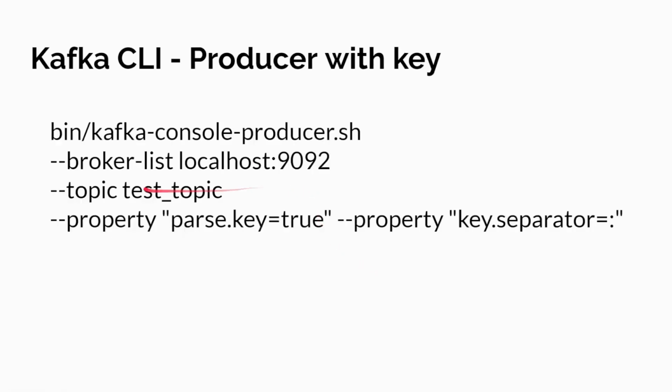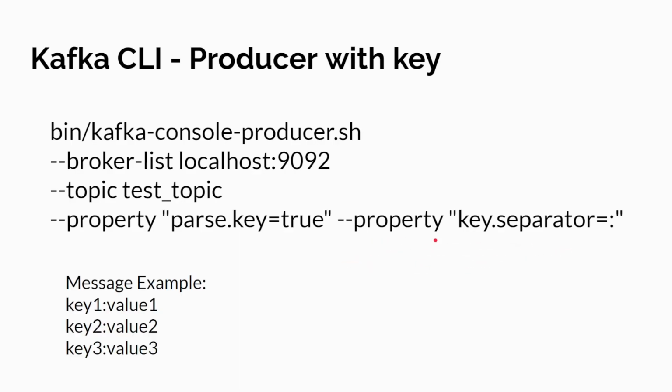Next, if I want to produce the message with key and value, I mean you want to pass the key also along with the message value, for that you have to pass the properties, the separator, which will be a colon. So whatever you give before the colon will be the key, and after the colon it will be the message or value. We'll see one example. And the message format will look like this: key1:value1. So key1 is the key, value1 is the message.